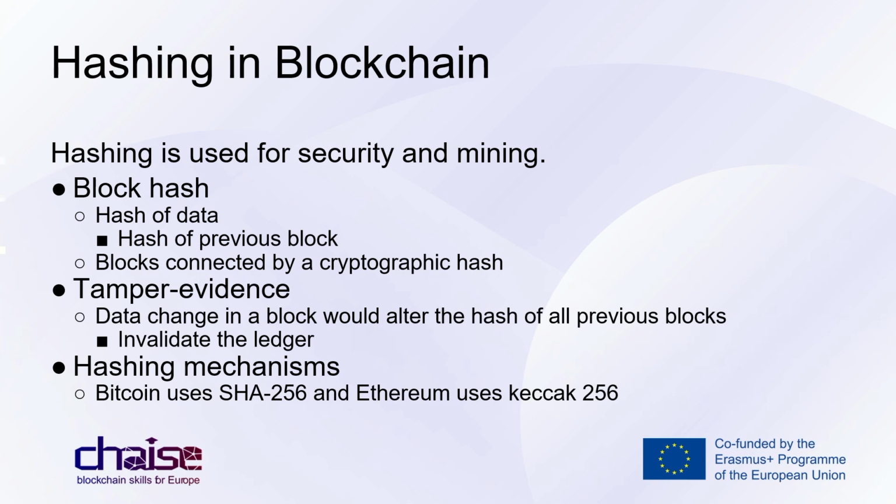Hashes provide tamper evidence. Different blockchain platforms use different hashing mechanisms. For example, Bitcoin uses a cryptographic hash function called SHA-256. Ethereum uses Keccak-256. The main purpose of cryptographic hash functions is to be utilized for security and mining in the blockchain.